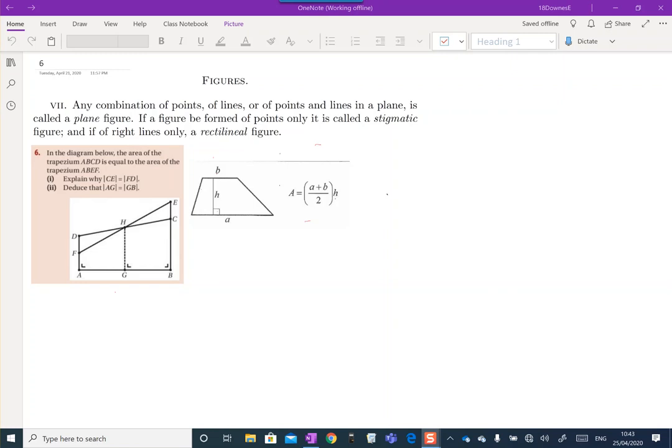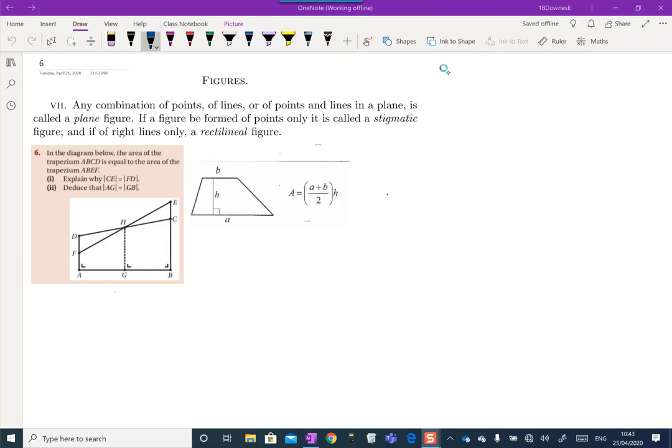So just very quickly, this is page 2 of Euclid's very famous book on geometry. We're not going to go into it in detail, but I just want to mention that he talks about stigmatic figures, and stigmatic are just points, and rectilinear figures. So that would be a stigmatic figure, and then this would be a rectilinear figure.